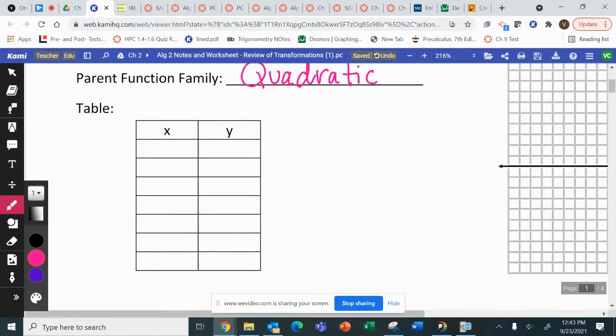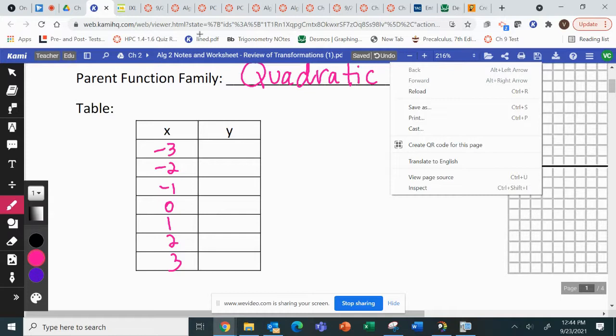On your test and in our notes and in our review, we went over what are the key points for the quadratic, for the parent function. So that's what we're going to fill in here, the key points. Sela, do you remember what the x's start with? They go from -3, -2, -1, 0, 1, 2, 3. And Jacqueline, do you remember what the y's start with?